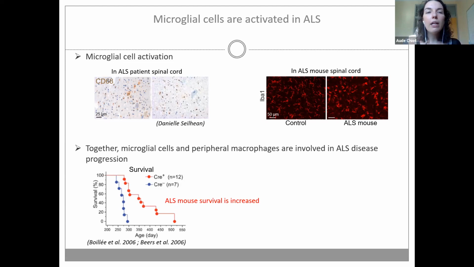Microglial cells have been shown to be activated both in ALS patients and in ALS mouse spinal cords. And in 2006, 2 different papers showed that when we reduce the mutant SOD1 in the microglia and the peripheral macrophages altogether, that leads to an increased survival of the ALS mice. However, those studies couldn't discriminate the role of the microglial cells from the role of the peripheral macrophages.